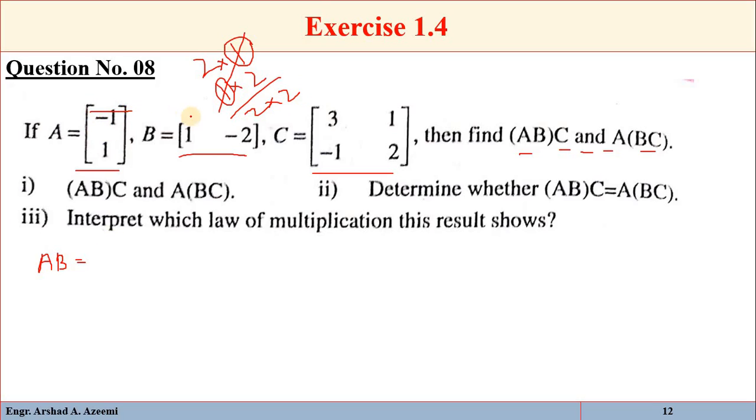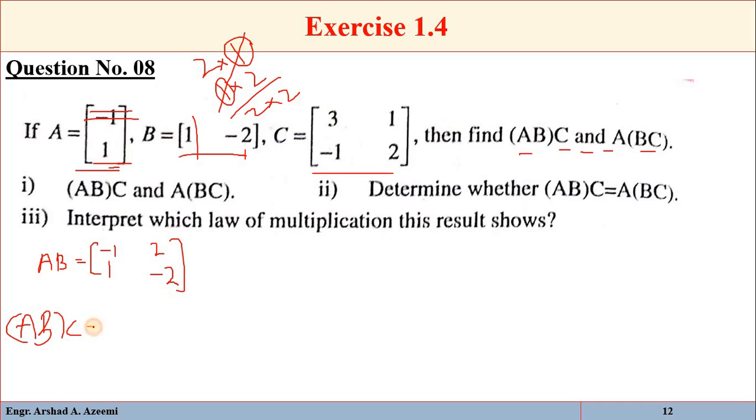So first row with first column, so minus 1 multiplied by 1, that is minus 1. First row with second column, so minus 1 multiplied by minus 2, that will be 2. Second row with first column, so 1 multiplied by 1 is equal to 1. Second row with second column, 1 multiplied by minus 2, so that is minus 2. Now that is AB.